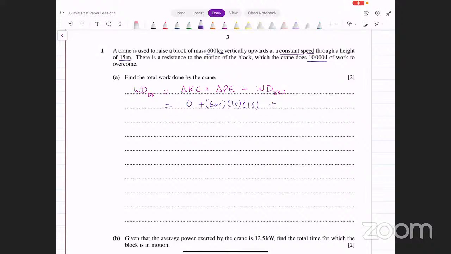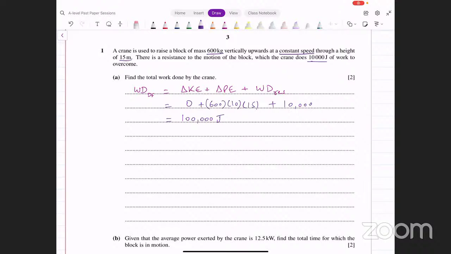Work done against resistance, we're given that's 10,000 joules. We just input that value here directly, and that's going to give us the work done by the driving force, which is the crane. Crane kitna work kar rahi hai? Work done by crane, वो आपके पास यहाँ से आ जाएगा. Let's evaluate the 6,000 into 15 plus 10,000, and that gives me 100,000. So this is 100,000 joules. That's the work done by the driving force, work done by the crane. That's 100,000 joules.